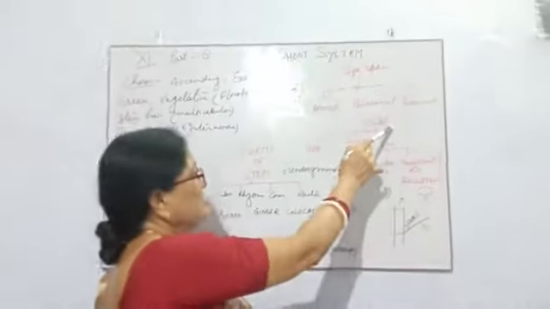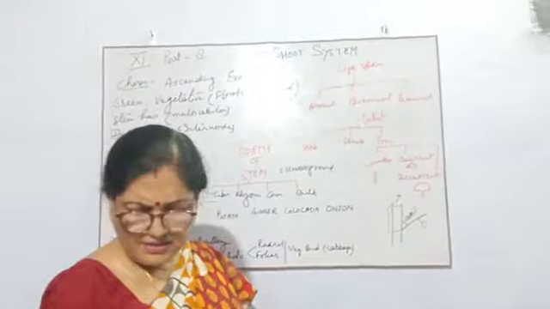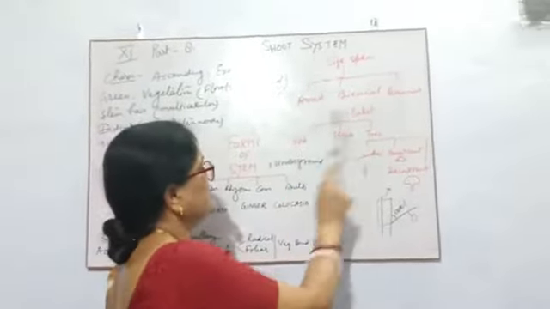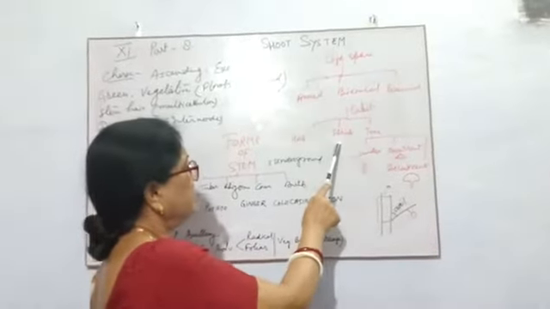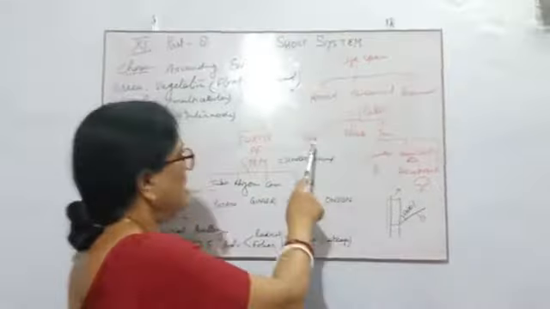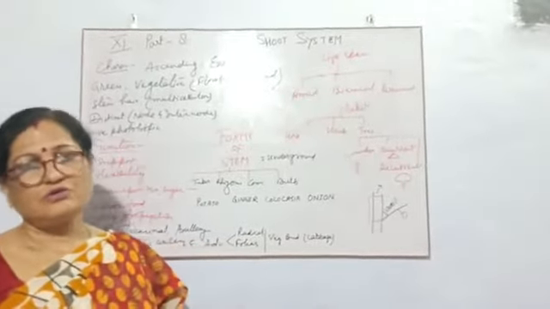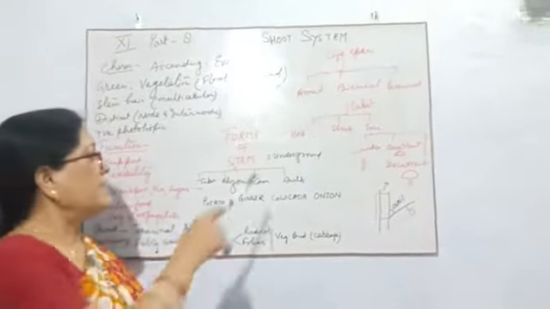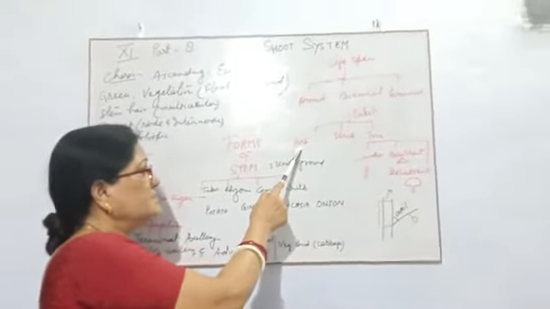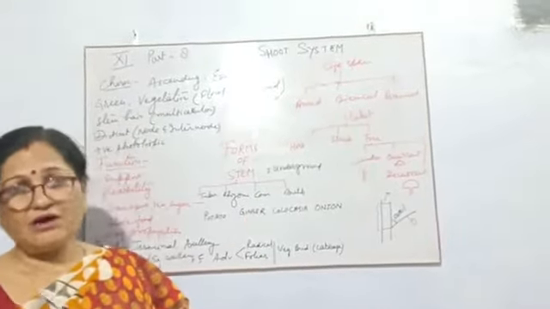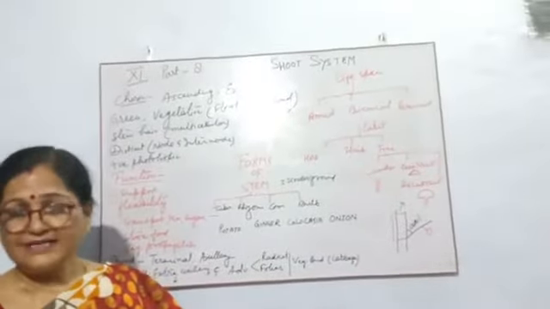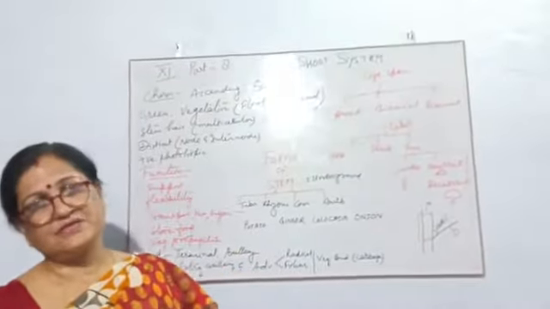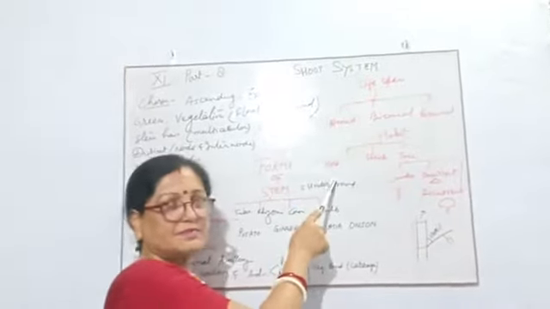Then next, according to the habit. Plants according to their habit are also of three types. One is herb, second is shrub, third is tree. Herb means, as you know, those which have green stem, green leaves, and normally they can dry very easily in high temperature, in excess water, and in any type of extreme climate. They are known as herb.